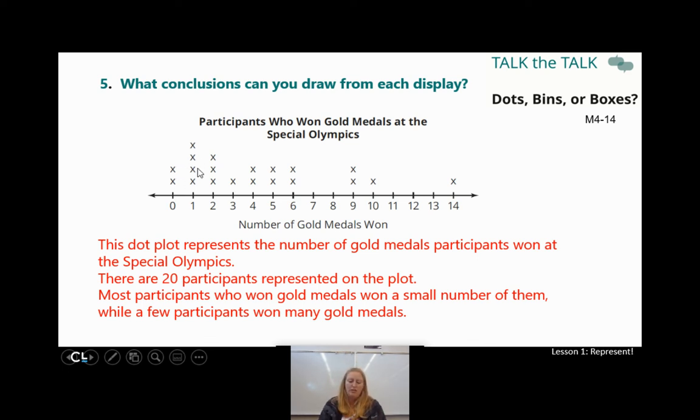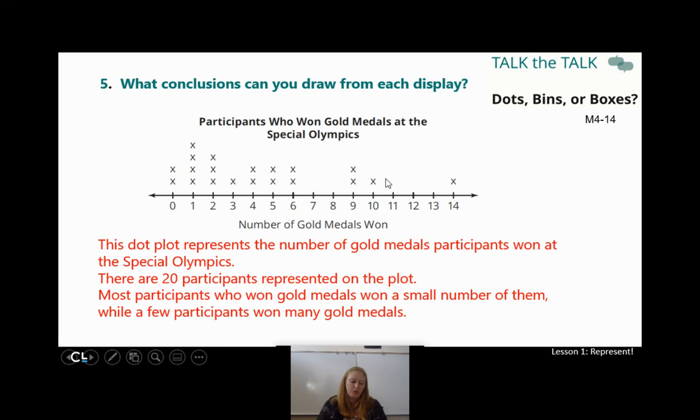So 0 plus 0 plus 1 plus 1 plus 1 plus 1. And then I got 2, so plus 2 plus 2 plus 2. I got 1 person that earned 3, so plus 3. Plus the 2 people that earned 4, so plus 4 plus 4. Plus 2 people earned 5, so plus 5 plus 5. Plus 2 people earned 6, so plus 6 plus 6. Plus we got the 2 people that earned 9, so plus 9 plus 9.